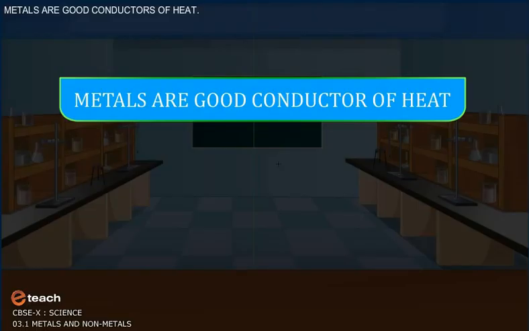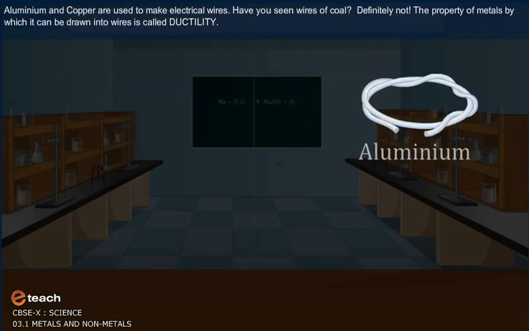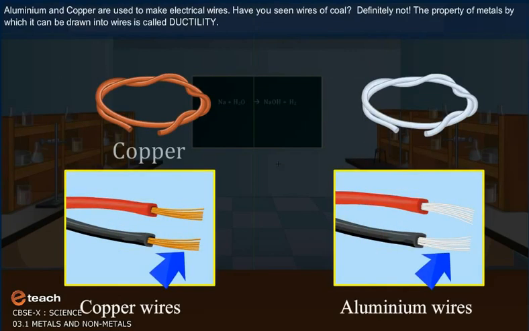Metals are good conductors of heat. Aluminium and copper are used to make electrical wires. Have you seen wires of coal? Definitely not. The property of metal by which it can be drawn into wires is called ductility.